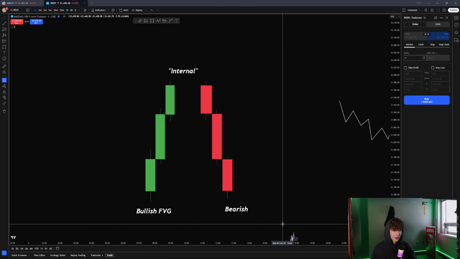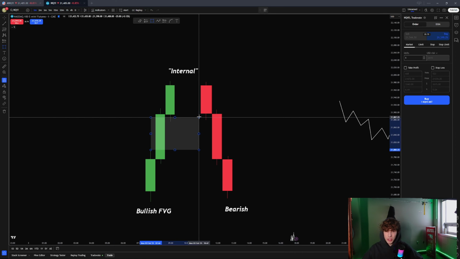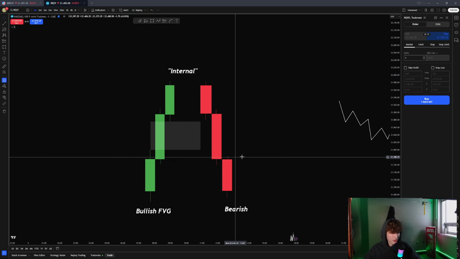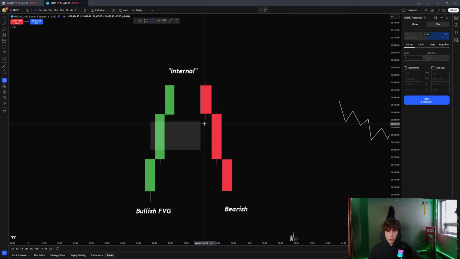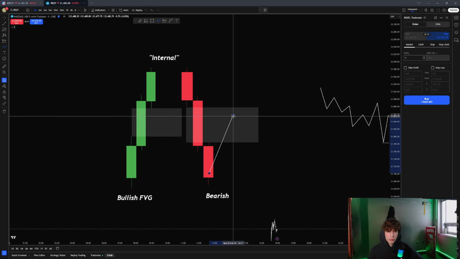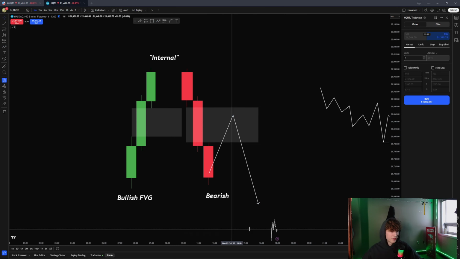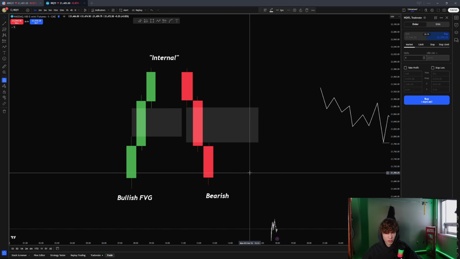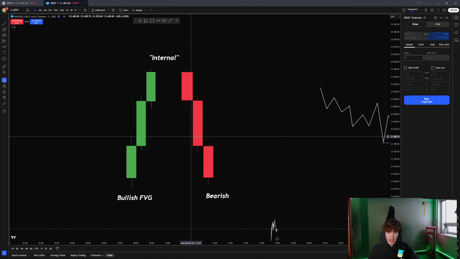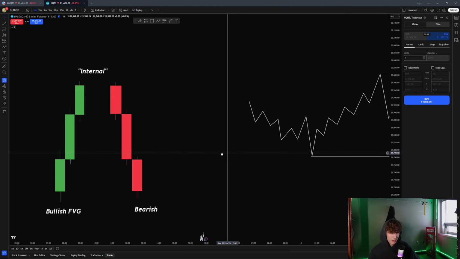So how can you mark out fair value gaps on your chart? This is how right here. So bam, you just mark it between the 2 wicks and keep this middle spot as your fair value gap. Same thing for the bearish. Bang. So ideally, this is where we want to see price react out of and continue down into our target and get a trade out of it. It's really that simple.